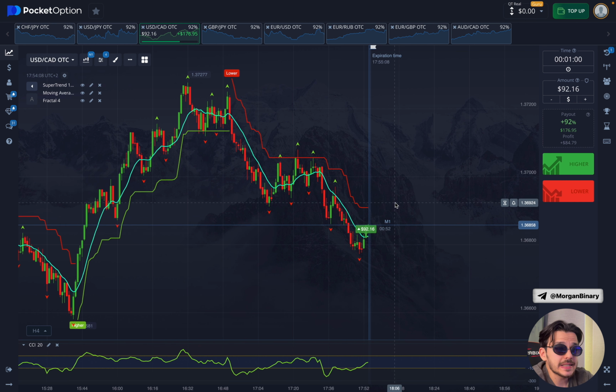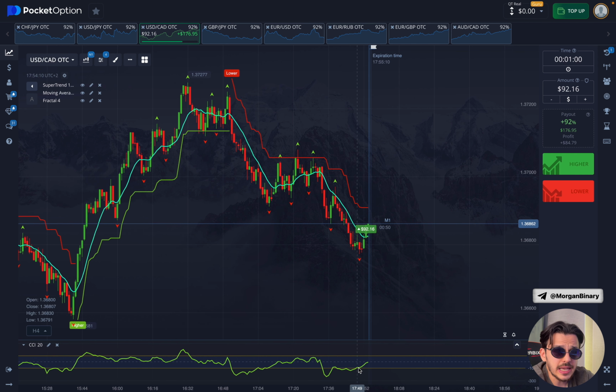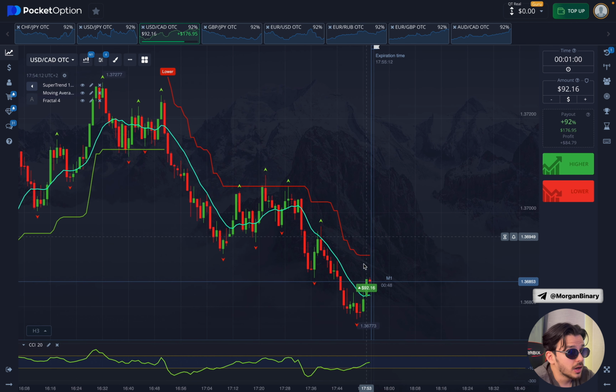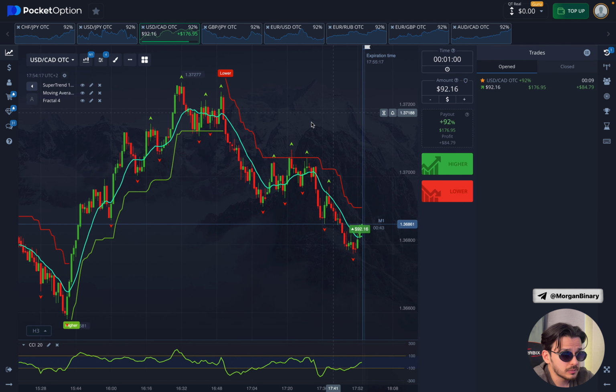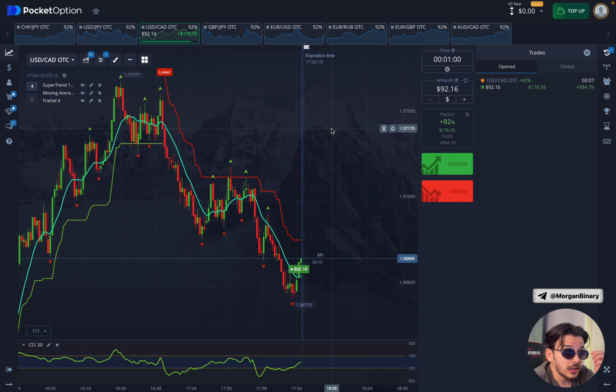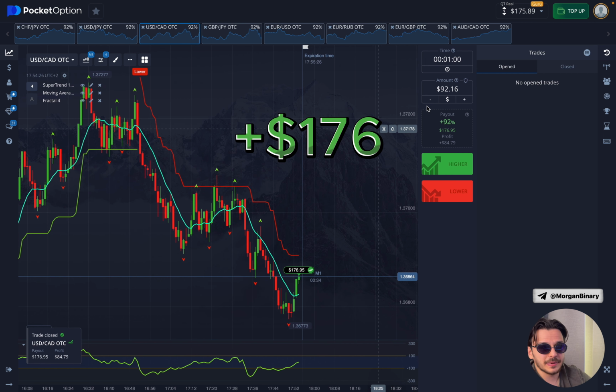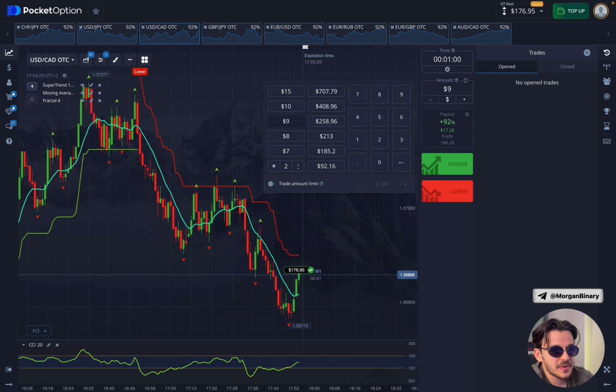Nevertheless, here is the same logic of entry. We have an exit from the oversold area, crossing the weighted moving average already from bottom to top. So here, I prefer to open the deal on the upside. So, the last seconds. And the position is closed in plus without any problems.